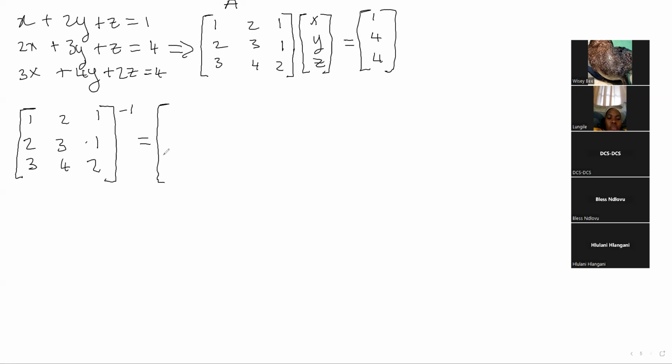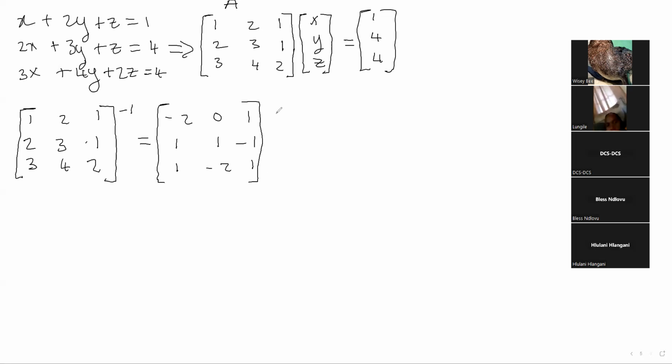I might give you the inverse, and let's say it's minus 2, 0, 1, 1, 1, minus 1, 1, minus 2, 1. That's the inverse. You might be given the inverse, and then they say find X, Y, and Z.